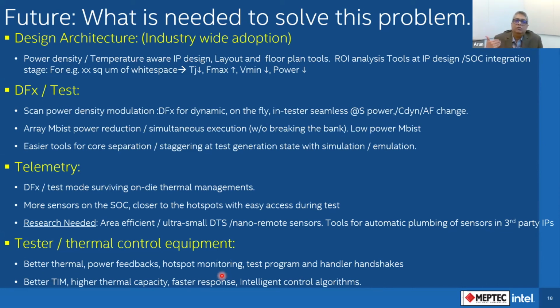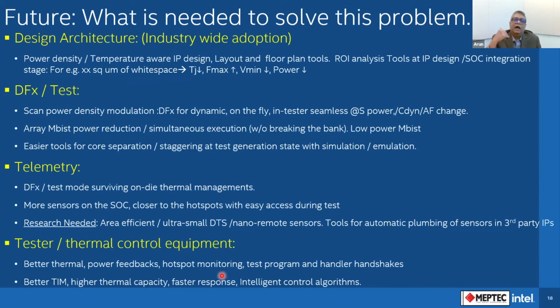No, we want this to be pushed into the layout stage, and we want tools so that the IP design engineer says, okay, I put X square micrometer of white space near my hotspot, and every design manager will kill me to put a white space, which is no use. But if the design manager is capable of getting that ROI analysis right in the beginning, that if I put 10 square micron of white space, my TJ is going to go down by 4 degrees, Fmax goes up, Vmin goes down, power goes down, performance goes up. If that ROI analysis is available right at the beginning of floorplan or IP design, that would be great, actually.